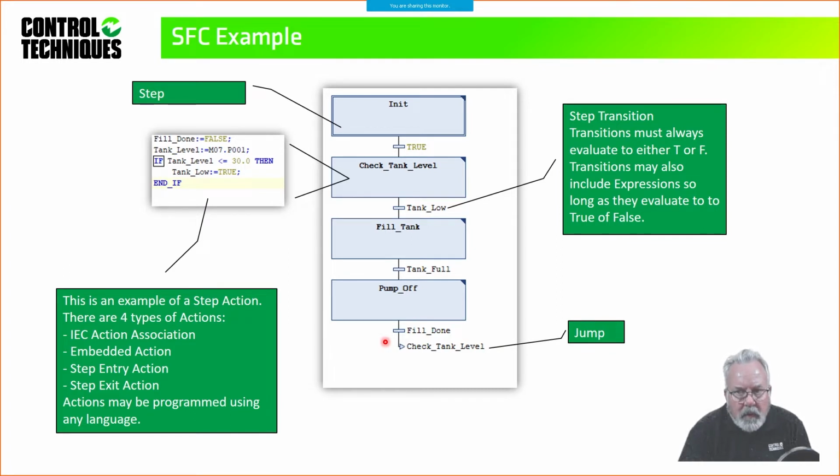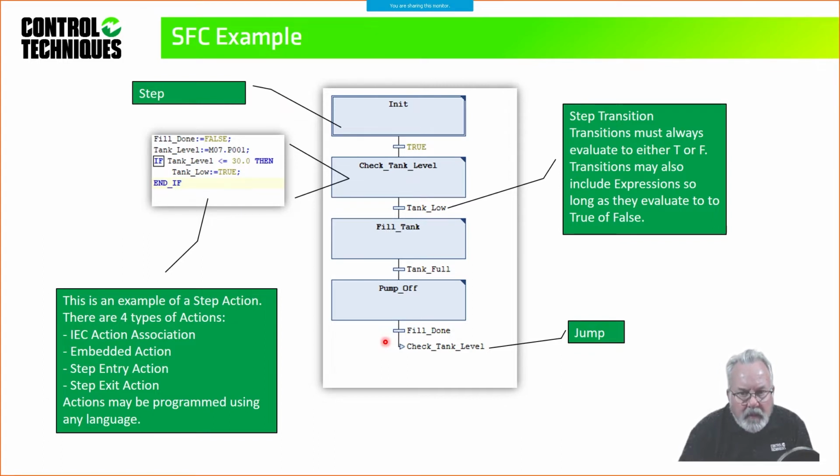That's a transition. And again, like we touched on a little bit yesterday, these transitions are Boolean in the sense that they must always evaluate to true or false. Now, your transition can also include an expression, so long as the expression evaluates to true or false. What I mean by that, for example, I could say tank low and pump ready. So it's a Boolean logic, and so long as both of those conditions are true, my tank low transition there will be true, and I can move into the fill tank.